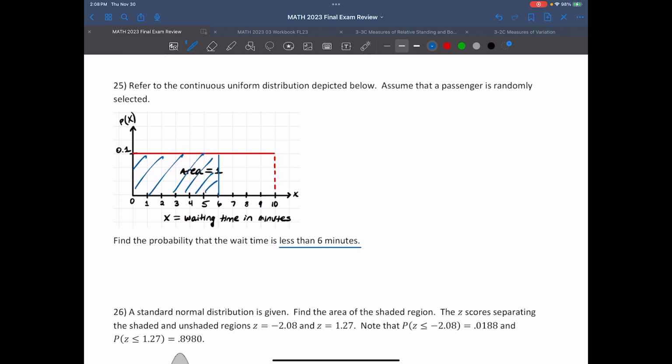We do not use the table here because, again, that table is for the normal distribution. This one is going to just be a matter of looking at this in terms of a geometric figure. So if we look at this geometrically, we have a width of 6 and a height of 0.1. So the probability that the wait time is less than 6 minutes is going to just be the width times the height. So 6 times 0.1, or 0.6.